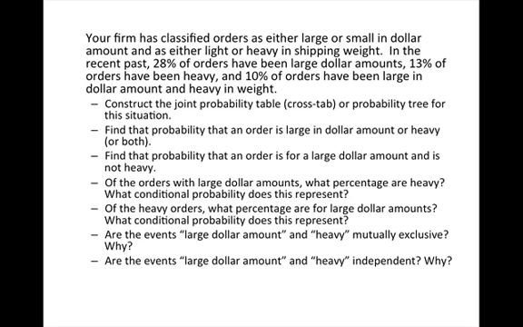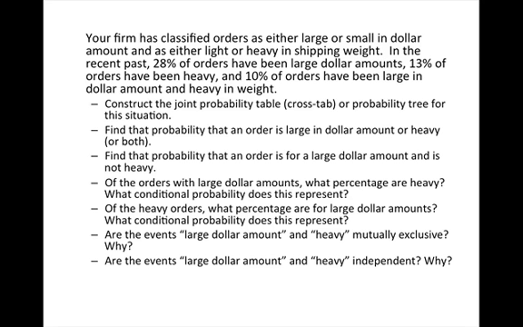So you can think about that as being a random experiment, where you're going to observe whether it's a big, an expensive order or not so expensive. We also classify our orders in terms of heavy or light, presumably because of shipping. So maybe there are certain things that happen if it's a heavy order. So in the recent past, 28% of orders have been large, 13% have been heavy, and 10% have been large in dollar amount and heavy in weight.